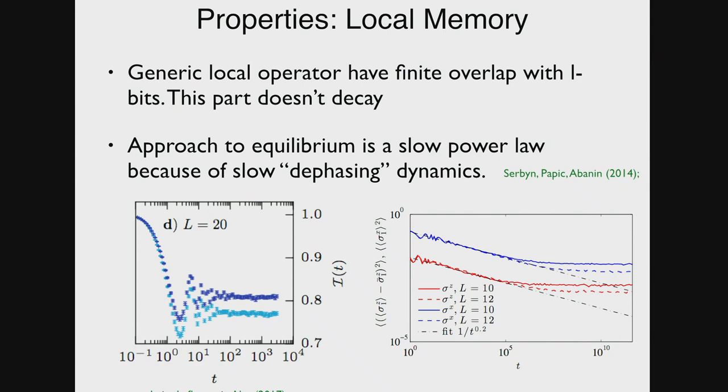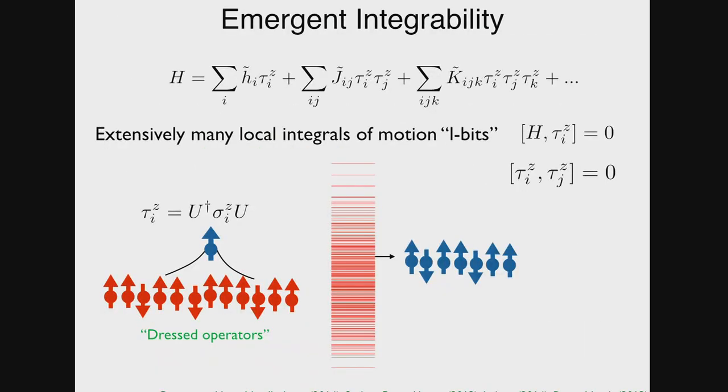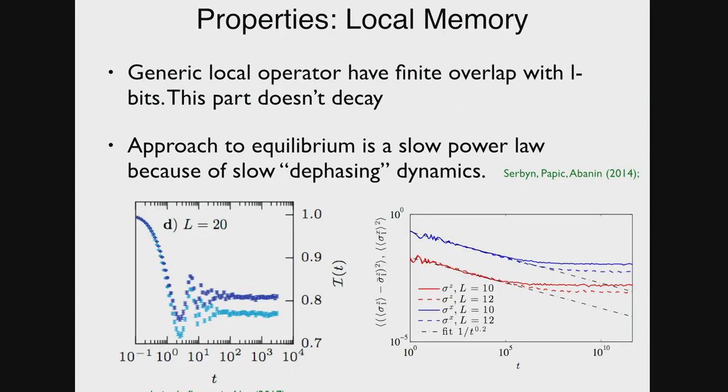Another thing that you can show, and I'll work through what I mean by dephasing dynamics in the next slide, is that because of these exponentially decaying J_ij's in your L-bit Hamiltonian, you actually end up with dynamics that correspond to slow dephasing, okay, because of these exponentially decaying interactions. If you had no interactions, there would be no dephasing, and I'll explain what I mean by dephasing. But the point is that because you have those dephasing dynamics, the approach to equilibrium can be a slow power law in time, okay? And that was shown by these people, and it's in this plot as well, okay?